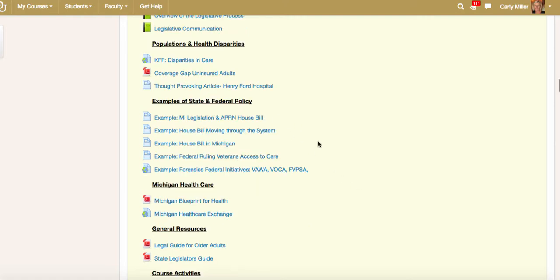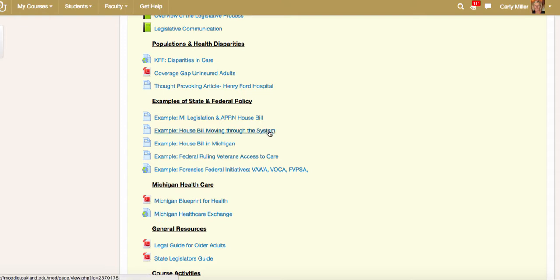These are all examples of federal and state policy. The main thing that I want you to get out of this is understanding the difference between state and federal policy. Because as I mentioned, you need to know where you're targeting when you're advocating for a certain policy, because some are at the state level, some are at the federal level. This one is the APRN bill that was for nurse practitioners. So this is Michigan legislation, so you can look at this.